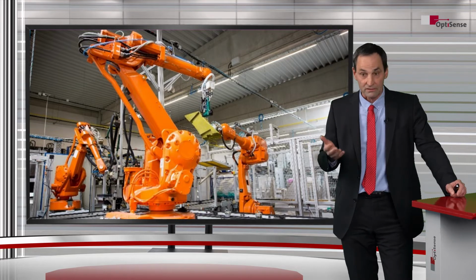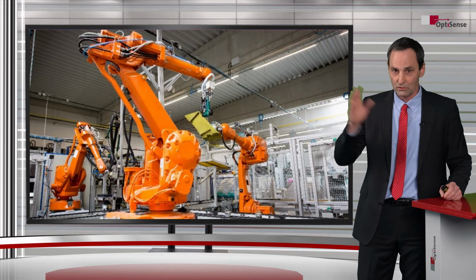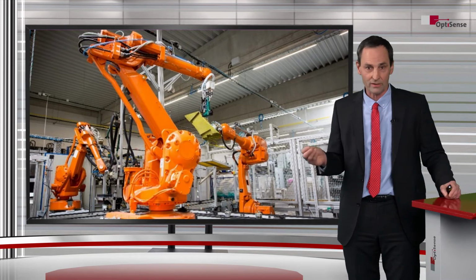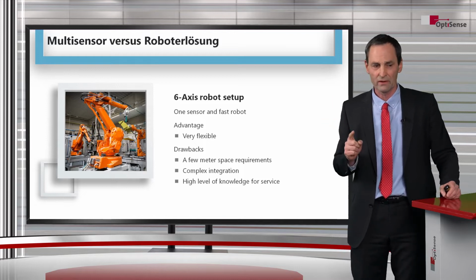What is the advantage of a 6-axis robot? Yes, it is extremely flexible. You could go to every point you would like to see. But in reality, you have a huge space requirement.